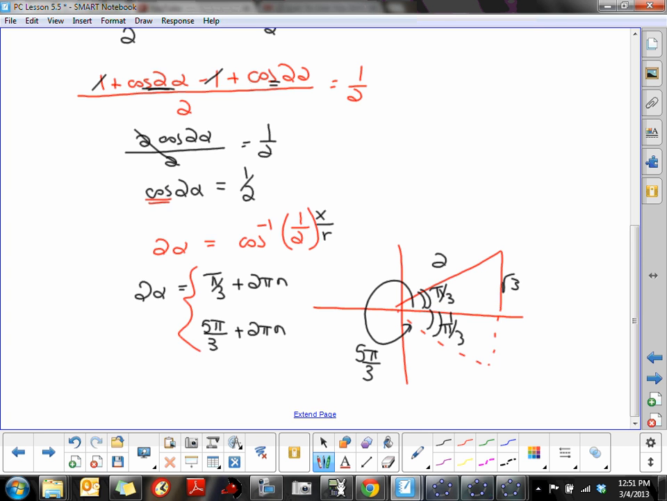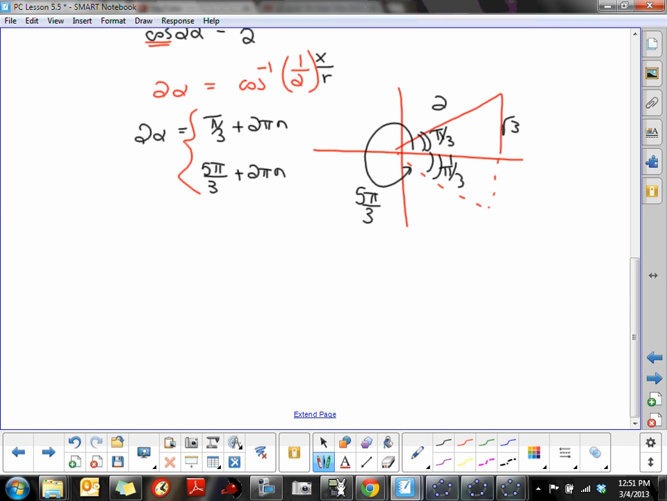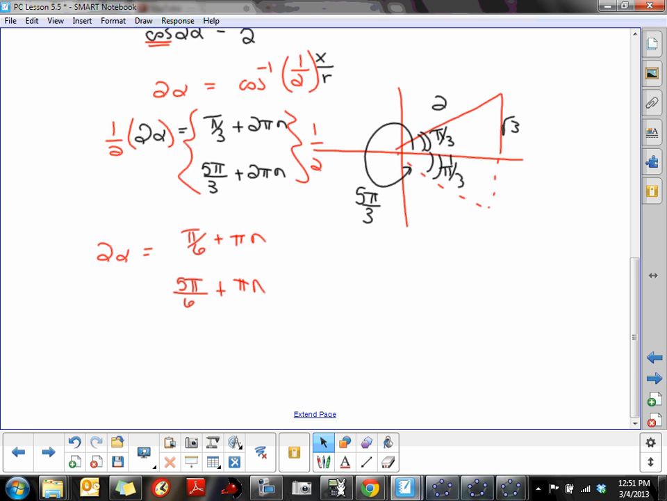So in order to find the actual angle we're looking for, we're going to take everything times a half, so both sides times a half. That means alpha is going to equal half of pi thirds, which would be pi sixths, plus half of 2 pi n, which would be pi n, is one of our solutions. Then we take half of 5 pi thirds, which would be 5 pi sixths, plus half of 2 pi n, which would be pi n again. Okay, so that is what alpha is, since I already divided by 2, and now those are all of our possible solutions to this equation.